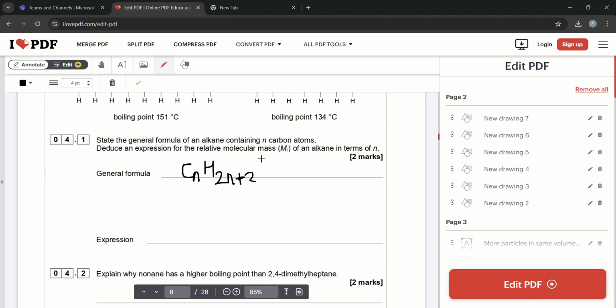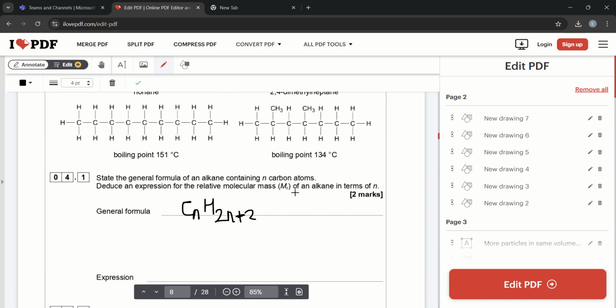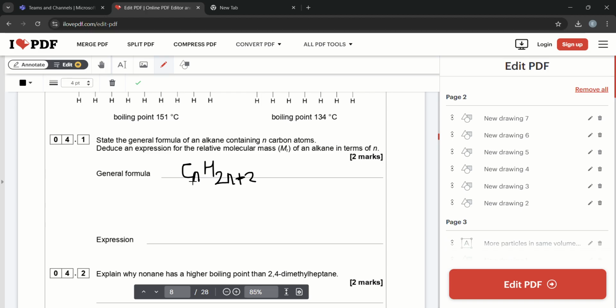Deduce an expression for relative molecular mass of an alkane in terms of N. This one's a bit of a tricky one, but what it's basically saying is treat N as the Mr of these. So carbon, and then just substitute in.